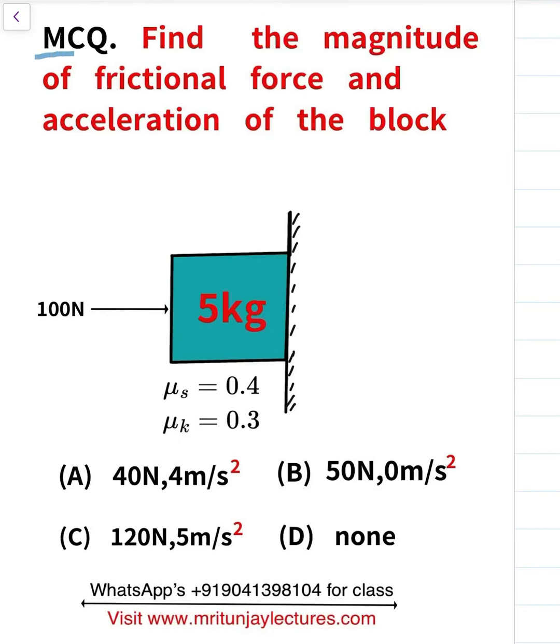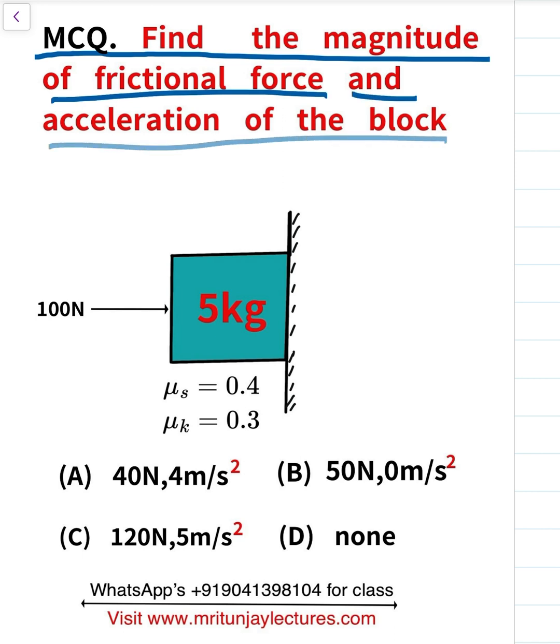Now, question of the day MCQ. Find the magnitude of frictional force and oscillation of the block. Block of mass 5 kg is given. Here 100 Newton force acts. Here mu s and mu k are given. Mu s means coefficient of static friction and mu k means coefficient of kinetic friction.